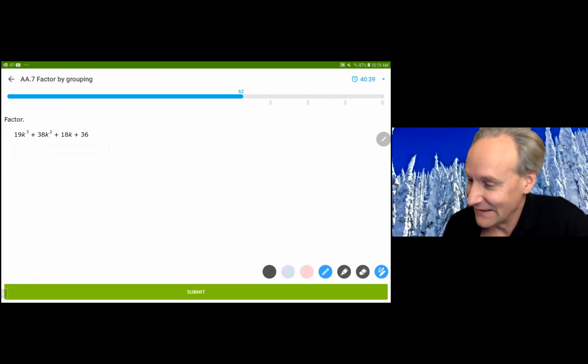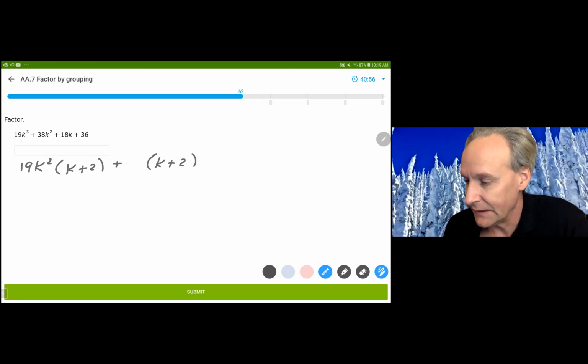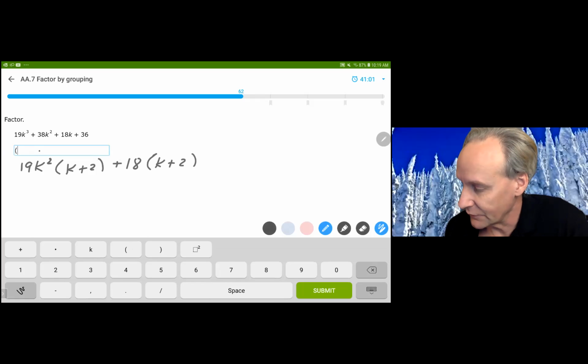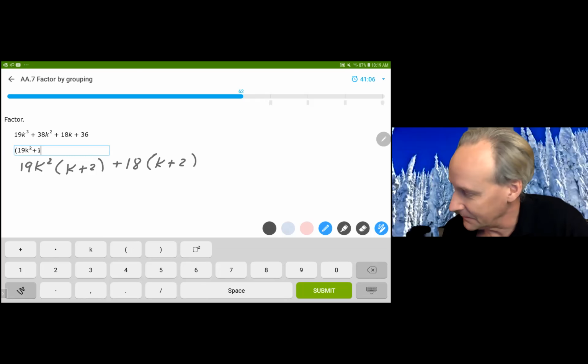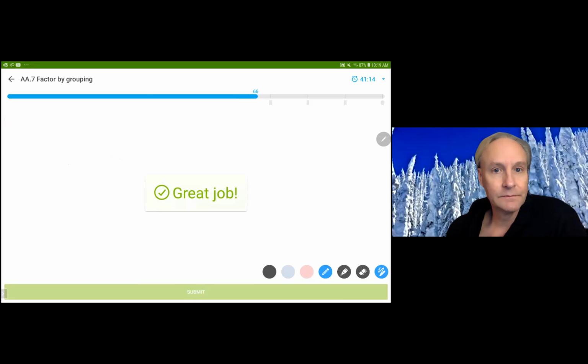Okay, well, this one's written in descending order. That's nice. We do have a 19k squared. Oh, I'm such a spaz. And we have a k plus 2 that we're taking out. And I need a k plus 2 over here, don't I? And to get a k plus 2, I need to take out the 18. So we have a 19. Let's see if I can get this right this time. 19k squared plus 18, and a k plus 2. I could have written it either direction.